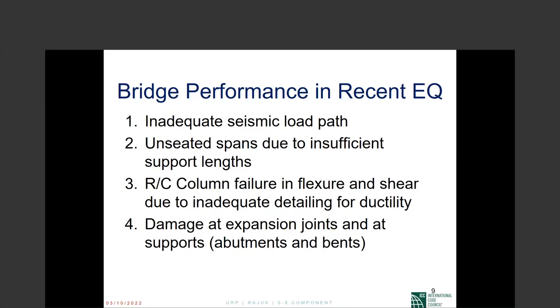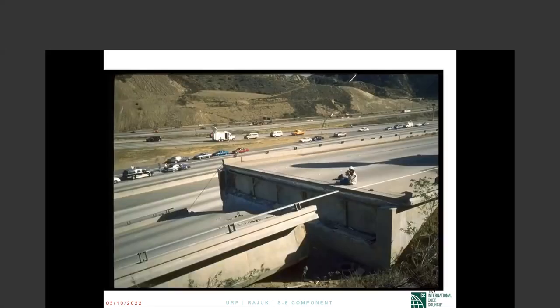And if you did not design the column for flexure or for shear, with detailing for ductility in flexure, or if you don't have adequate lateral reinforcement for shear, you will have a failure on that part. And then you will see damage at the expansion joints, and damage at the support locations, because this is where you tend to collect all the seismic forces down from the superstructure to the substructure. So I'm going to show you a list of photos here, and keep in mind what the cause of the collapse here is. This is here at the abutment.